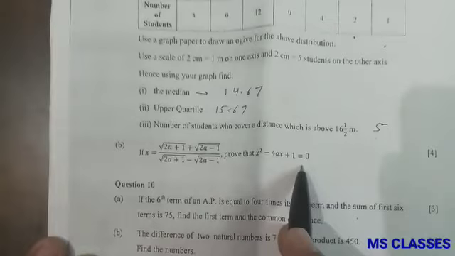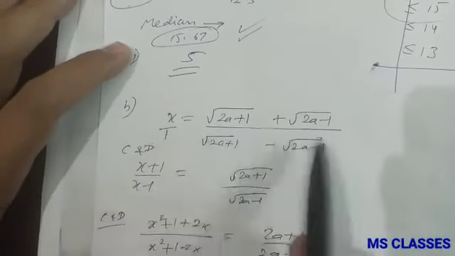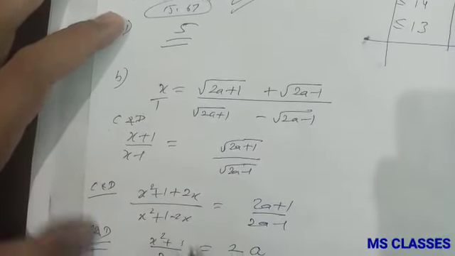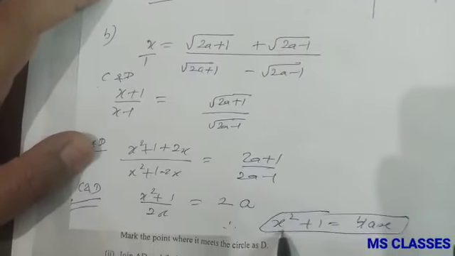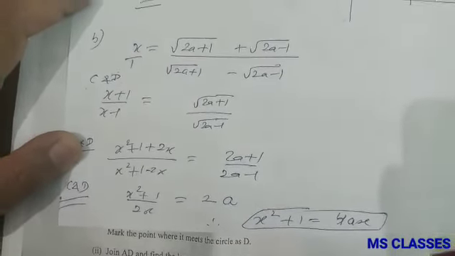B part, if x is equal to this, prove that x square minus 4ax plus 1 is 0. So here again we apply componendo and dividendo. 3 to 4 times, we get x square plus 1 is equal to 4ax.